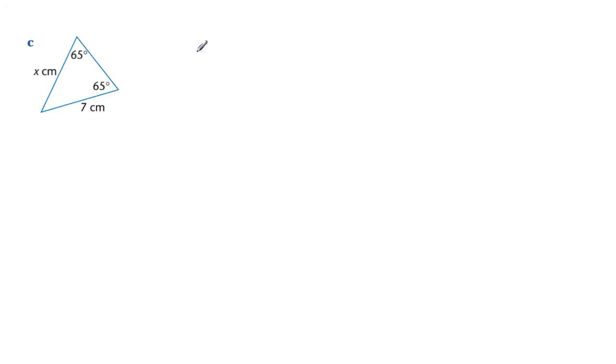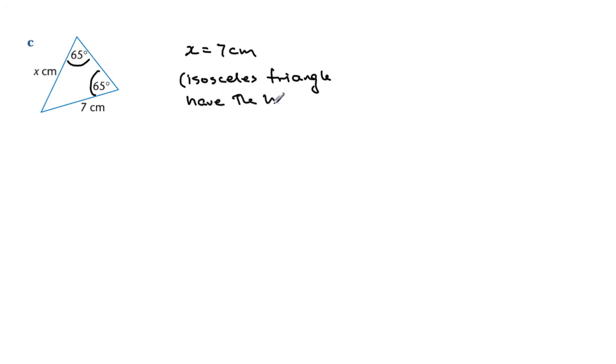In our next example, we can see that x must be equal to 7 centimetres. Why is that the case? Well, we can see that this angle here is equal to this angle here. And we know that this must be an isosceles triangle. Isosceles triangles have the base angles equal.